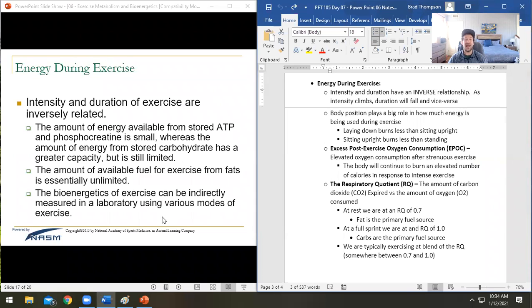All right, so last thing that we're going to talk about here. We just got a little bit here and then we're going to wrap it up. So energy during exercise. This is where we're going to tie all of that together. Intensity, which is your effort, and duration, which is your length of time, have an inverse relationship. They are opposites of each other. If one goes up, the other will go down. You can't have both at the same time. It doesn't work that way. As intensity climbs, duration will fall. And as duration climbs, intensity will fall.